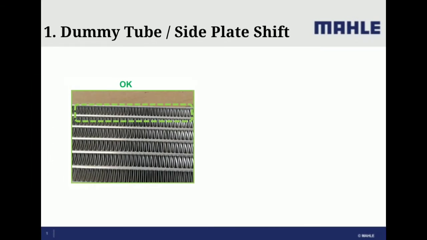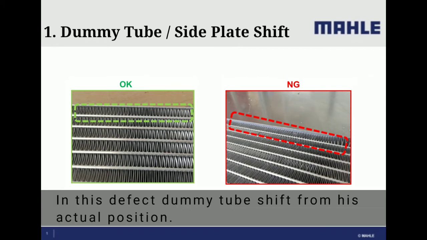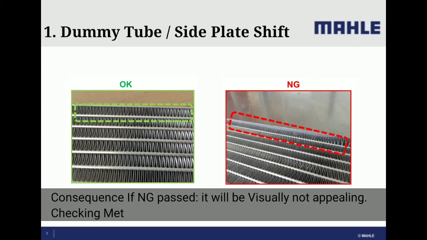First is dummy tube or side plate shift. In this defect, the dummy tube shifts from its actual position. Consequences: if the NG part passes, it will be visually not appealing, and we check this by visual or by gauge.